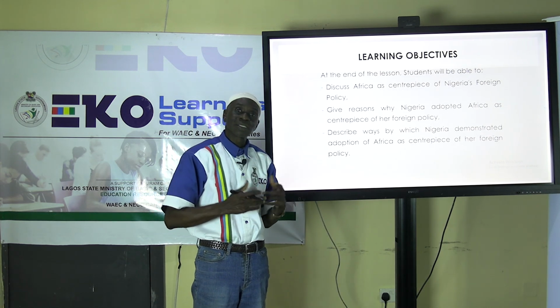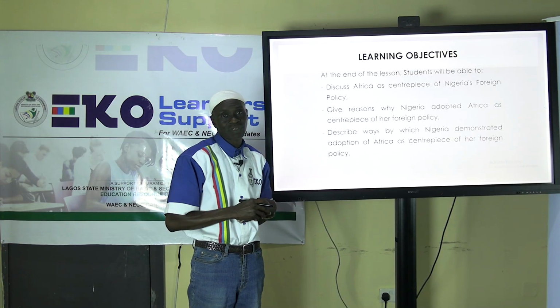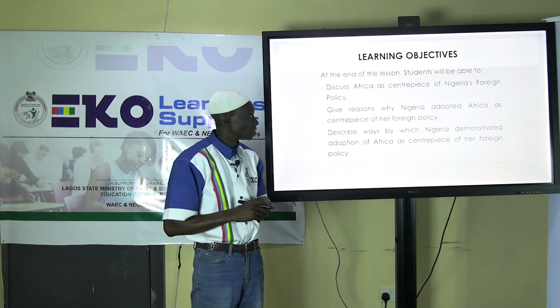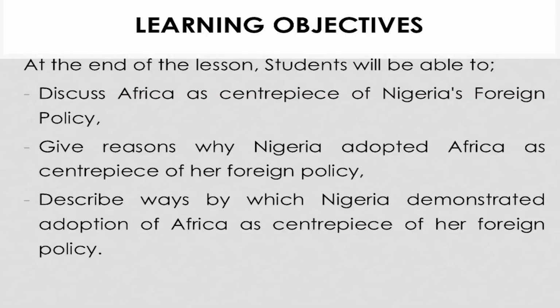What is going to be our learning objectives? What are the areas we want to achieve at the end of the lesson? Number 1, you'll be able to discuss Africa as centerpiece of Nigeria's foreign policy. Give reasons why Nigeria adopted Africa as centerpiece of our foreign policy. Describe ways by which Nigeria demonstrated the adoption of Africa as centerpiece of our foreign policy.